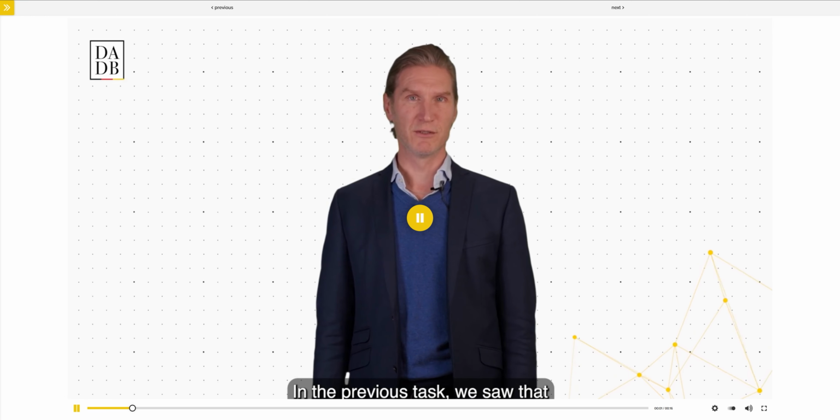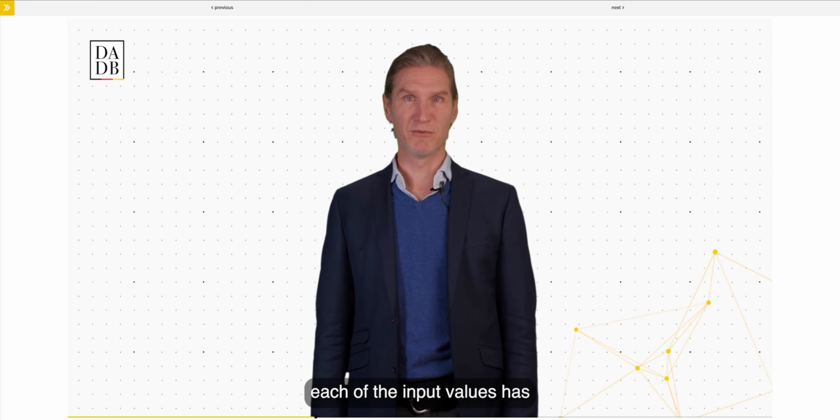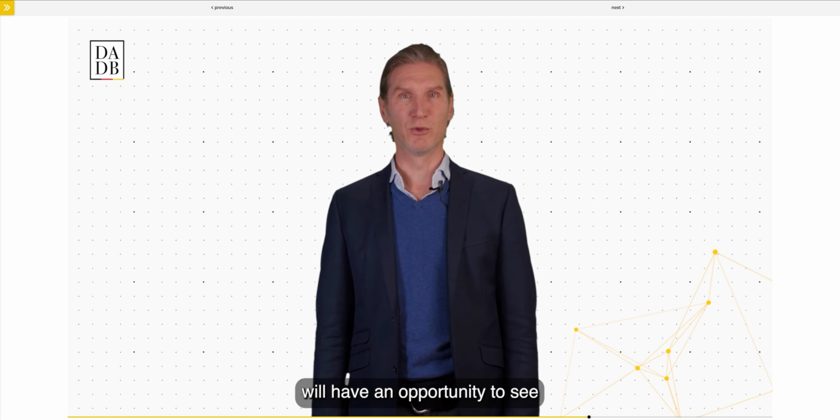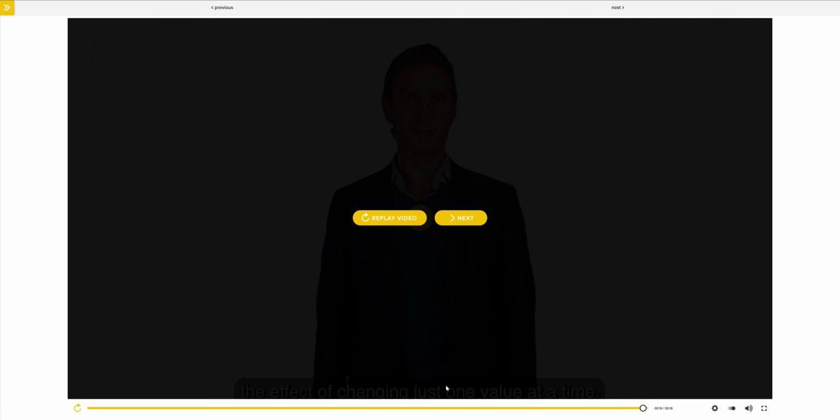In the previous task, we saw that making relatively small changes to each of the input values has produced quite different results. In the next task, you will have an opportunity to see the effect of changing just one value at a time.